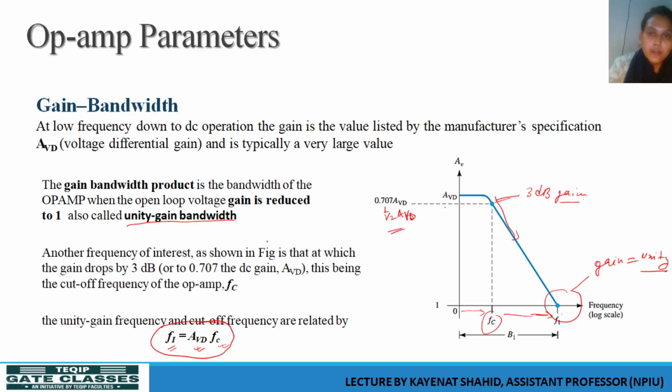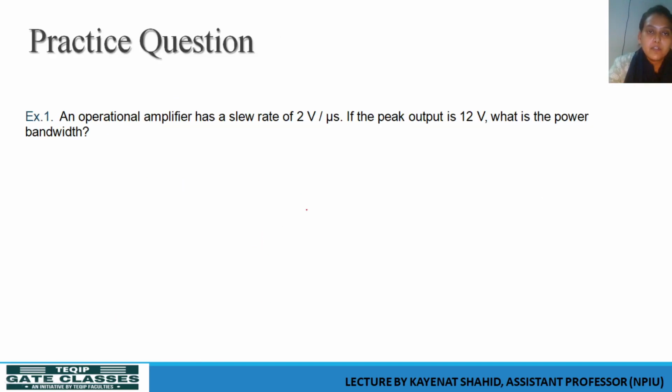So before ending this lecture, I would like to solve a few questions. This is a very small question, just based on the theory that we have discussed today. Exercise 1: if an operational amplifier has a slew rate of 2 volt per microsecond, and the peak voltage is given as 12 volt, what is the power bandwidth?